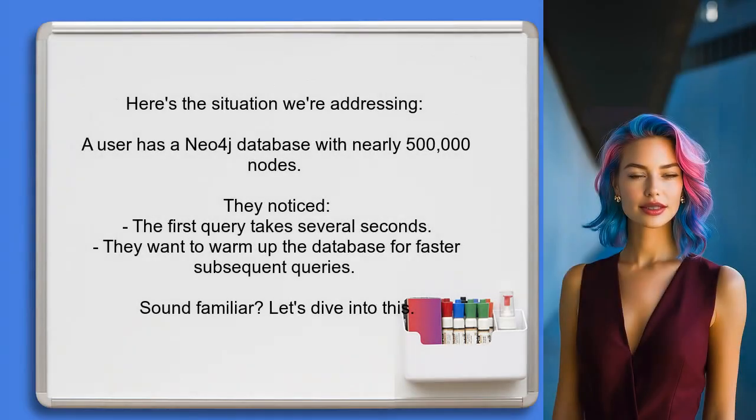Here's the situation we're addressing. A user has a Neo4j database with nearly 500,000 nodes. They notice that the first query after starting their Spring application takes several seconds. They want to know how to warm up the database to speed up subsequent queries. Sound familiar? Let's dive into this.